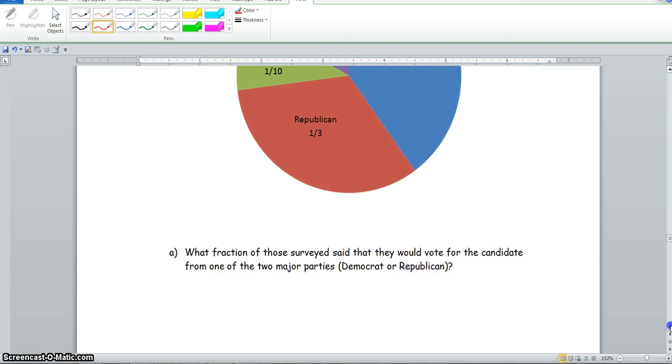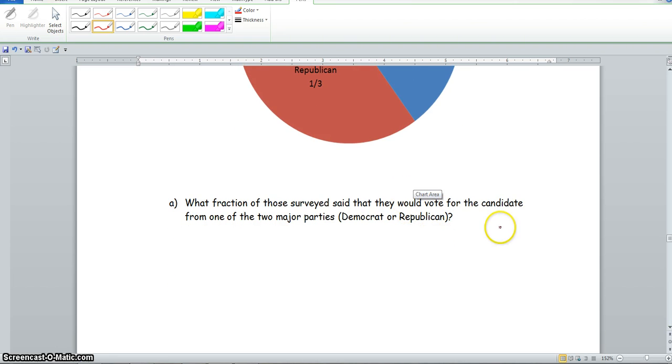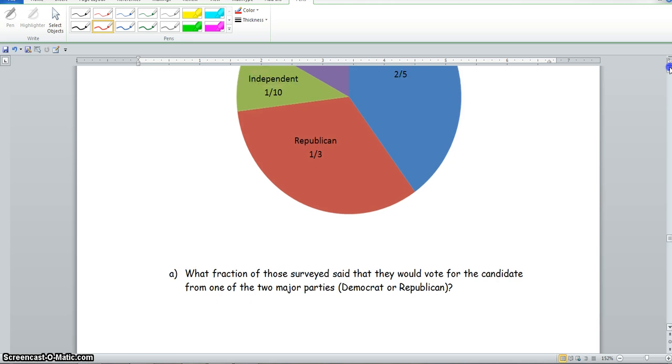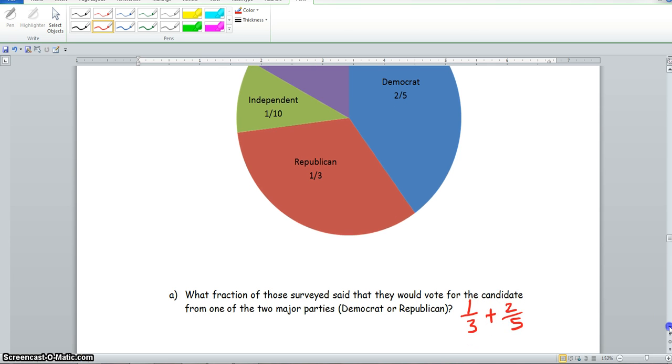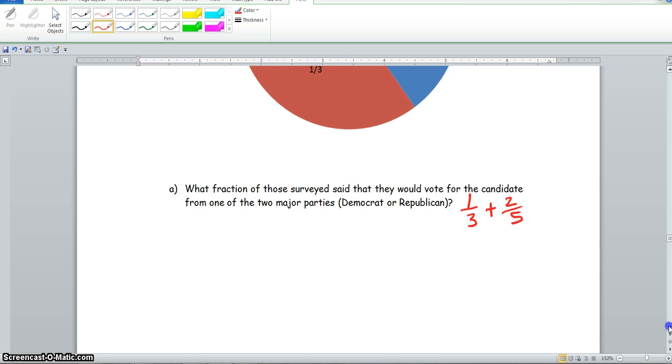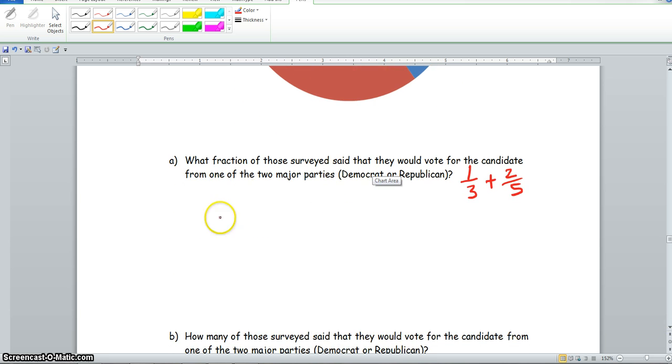Okay, it says what fraction of those surveyed said that they will vote for the candidate from one of the two major parties, Democrat or Republican. So now what we have to do is add the Republican, which is 1/3, plus the Democrat, which is 2/5. So now we need to find the common denominator of 1/3 and 2/5, which we know is 15. So it'd be 1/3 times 5 over 5 plus 2/5 times 3 over 3.